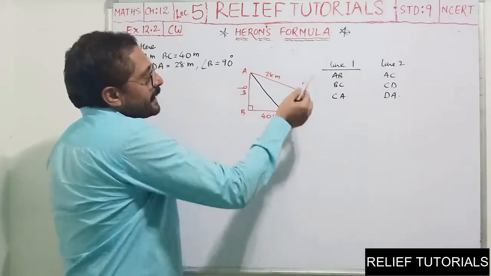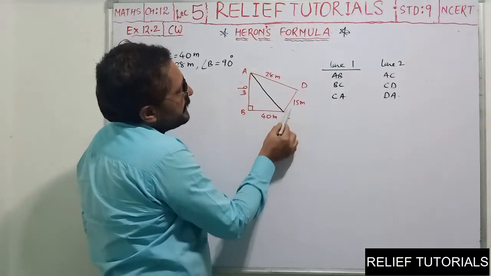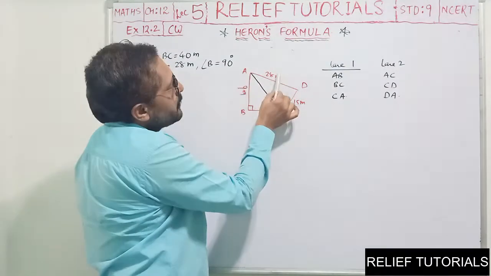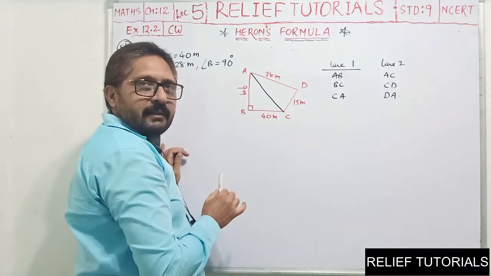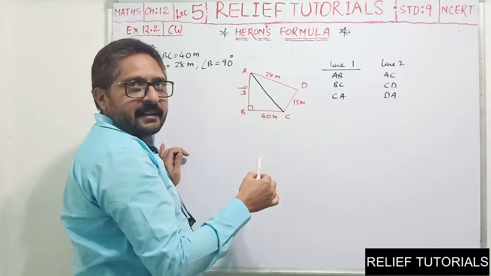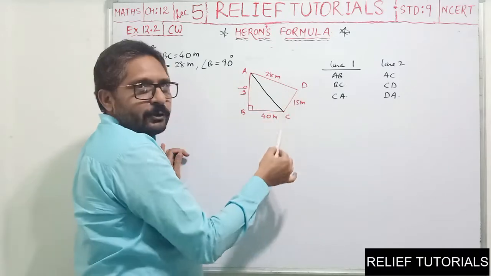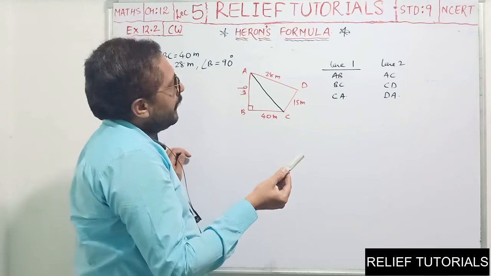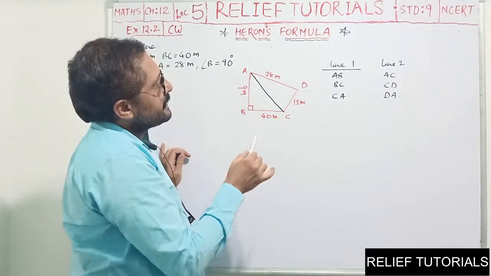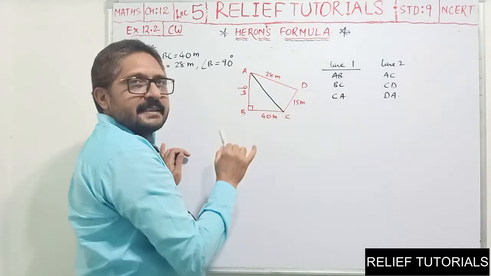Now the second group is walking through lane AC, CD and DA. We have the dimensions of AD and CD. We don't have the dimension of AC. It is not a right angle triangle, so in order to find the area, there is only one option left, that is Heron's formula. And if you want to use Heron's formula, it is necessary that you have the dimensions of all three sides.